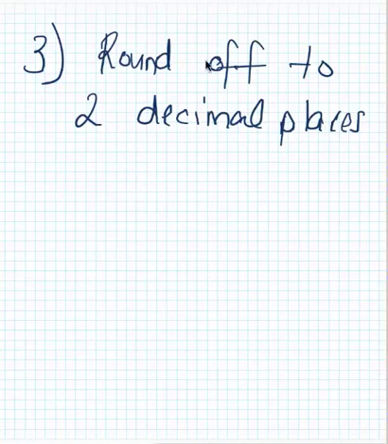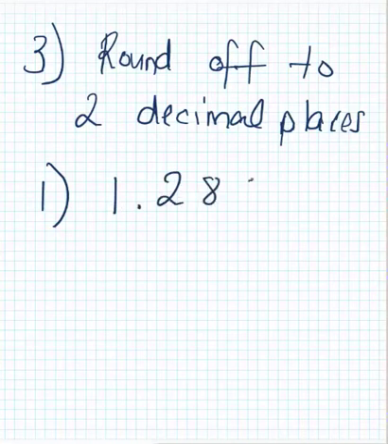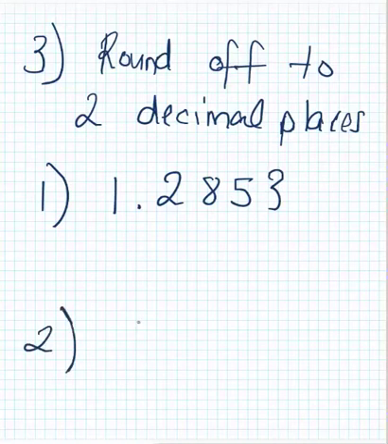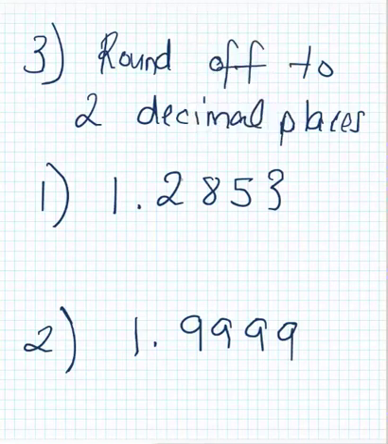So now we'll do a question on rounding off. So for example, I'll put a decimal up quickly, 1.2853, and we'll do one more, we'll do the hardest one possible, 9999. All right, so let's read the question properly. Round off the following to 2 decimal places, okay?